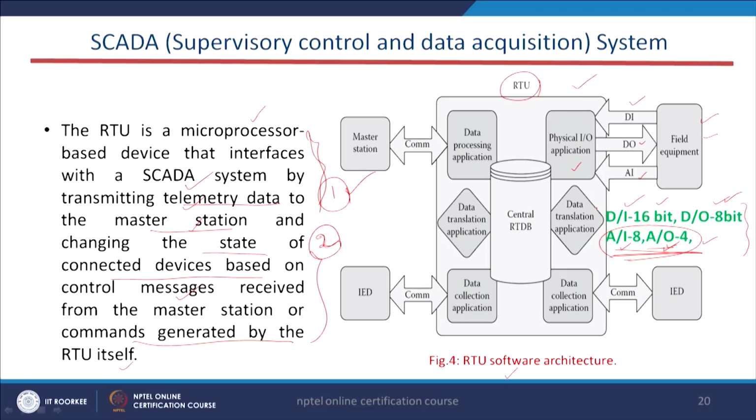And again we also have the IED, that is an intelligent electronic device. This IED also communicates with the data collection application part with the help of the communication infrastructure. After getting this data, the processing application part will communicate to the master station. It is basically a flow of data from the field equipment to the master station with the help of this RTU and the communication infrastructure.